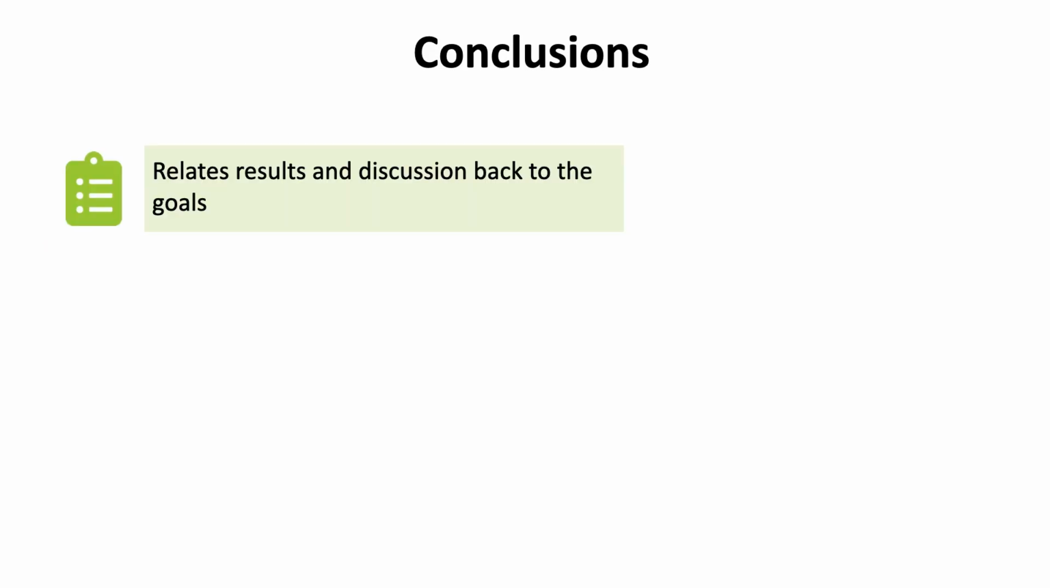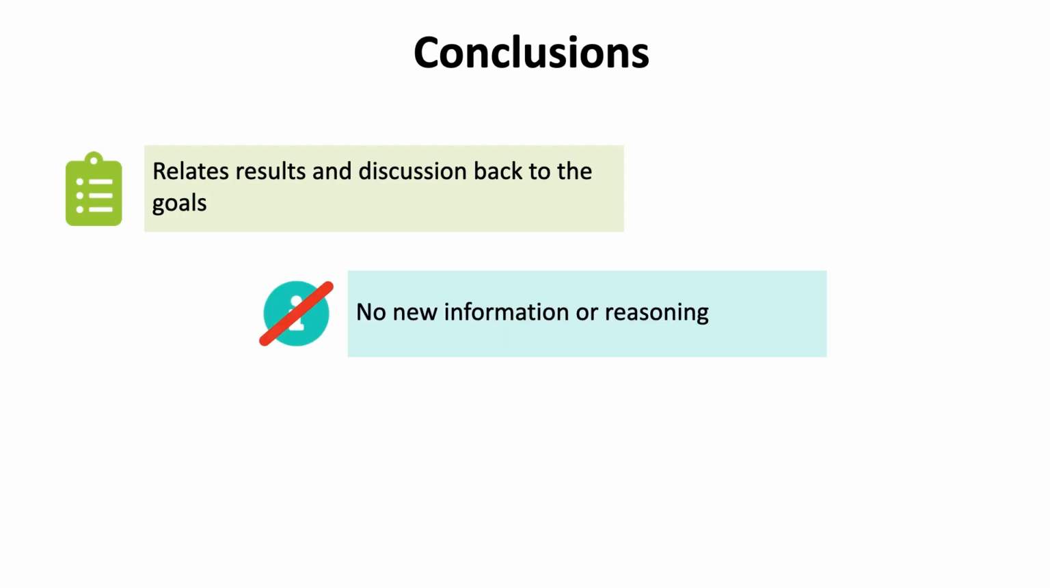The last section of the talk is the research project's conclusions. The conclusions relate the results and discussion back to the goals stated in the introduction. A vital aspect of the conclusions is to avoid introducing any new information or reasoning. However, an exception is future directions and research questions. These potential areas of research should be specific rather than a general statement such as, "This double star needs more follow-up observations."